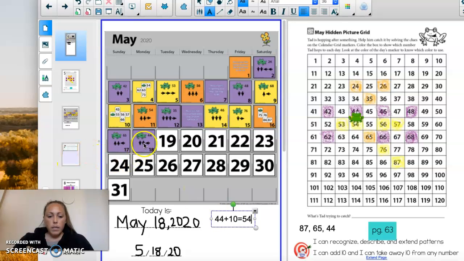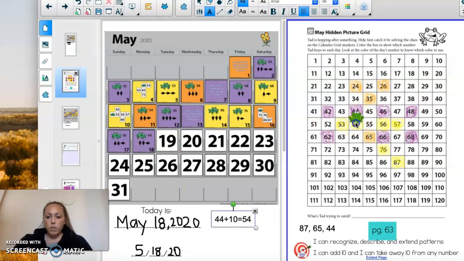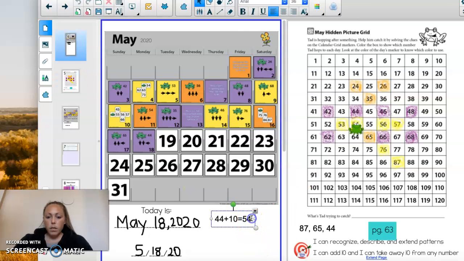Now it tells us that he has to hop down a second time. So we're going to be adding 10 again, but this time starting at 54, because that's where he is. So 54 plus 10 equals, what does it equal? 64. So 54 plus 10 equals 64.